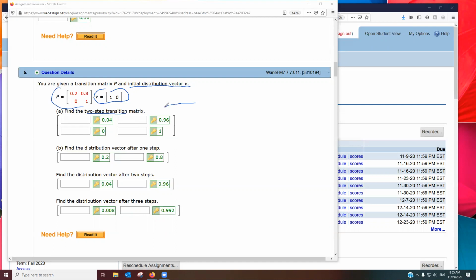Well, for part A, they're really asking you to take matrix P times matrix P. Those are the examples we've just been doing where we found the two-step transition matrix by taking the transition matrix times itself. So you're going to take the transition matrix times itself. I'm sure you remember how to multiply matrices together. So if you multiply this matrix times that matrix, you'll get this answer shown here.